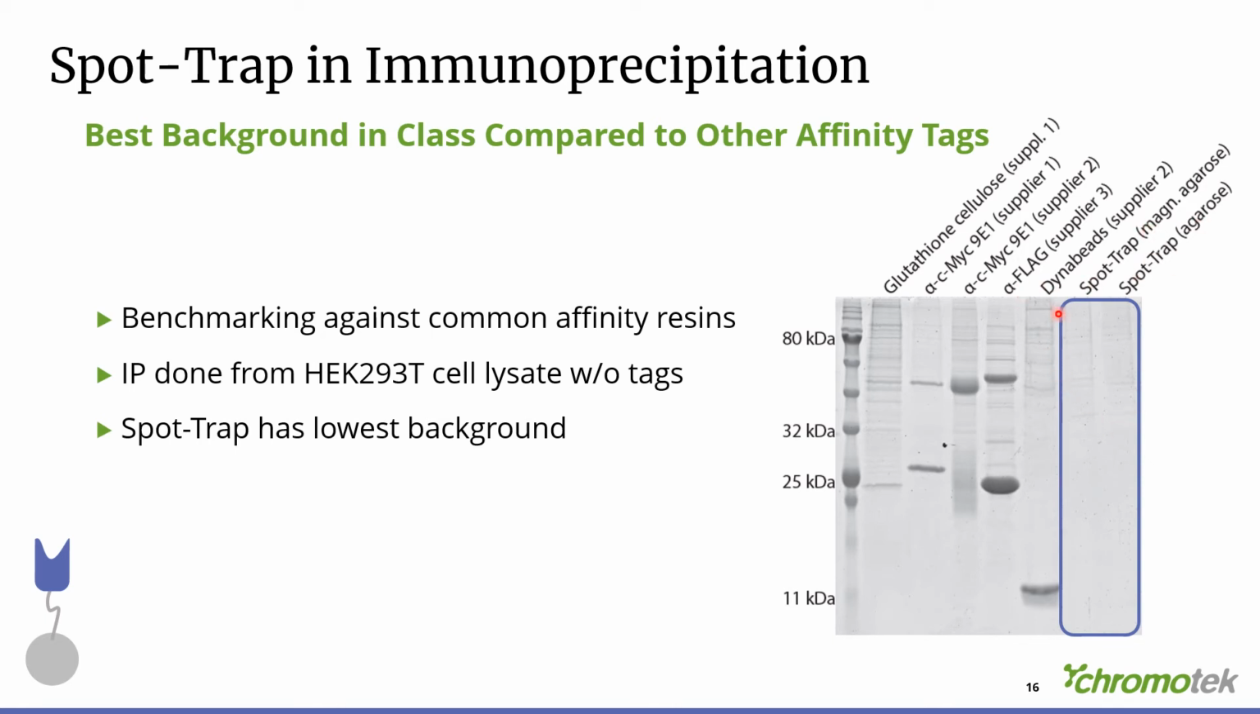And as you can see, every resin has a background, but the background of Spot-Trap magnetic agarose and Spot-Trap agarose is actually the lowest. So here you have hardly any background. This is an indication of how powerful and specific the pull-down of Spot-tagged protein with Spot-Trap is.